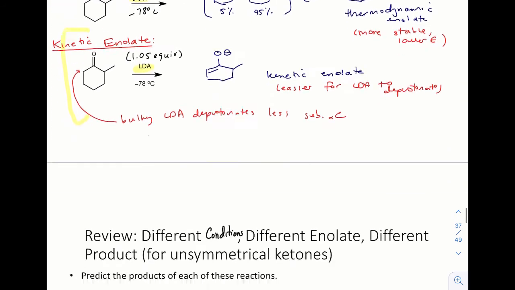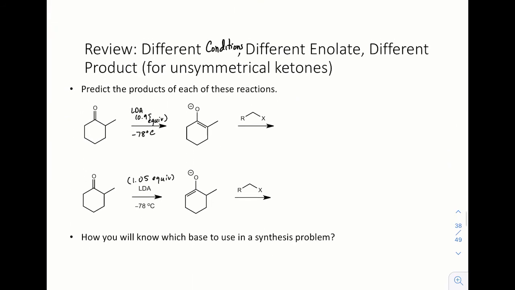Let's summarize how we can use LDA to generate the thermodynamic or kinetic enolate and then use it in further reactions. So again, with just less than one equivalent of LDA, although first the kinetic enolate is formed in solution, equilibrium can be reached to form the more substituted thermodynamic enolate, where there's a tetrasubstituted double bond versus a disubstituted double bond. And the kinetic enolate is obtained by ensuring that you've used just more than an equivalent of LDA so that the less substituted alpha carbon is completely deprotonated, generating the kinetic higher energy enolate.